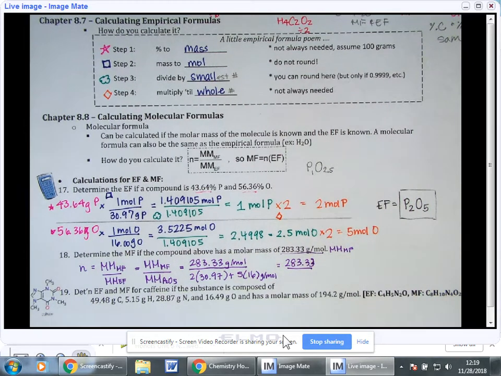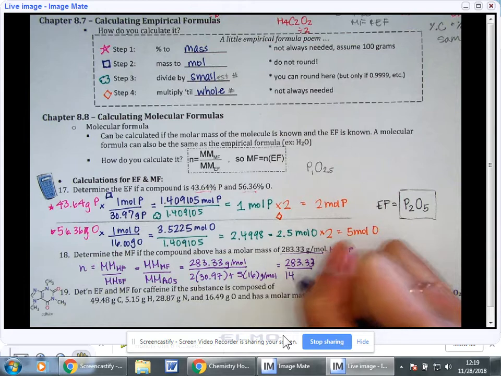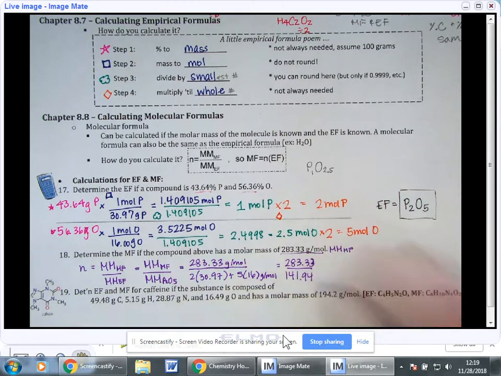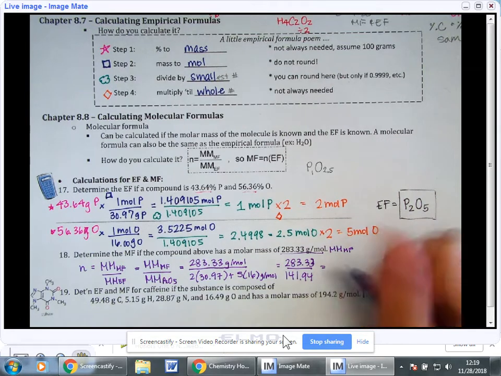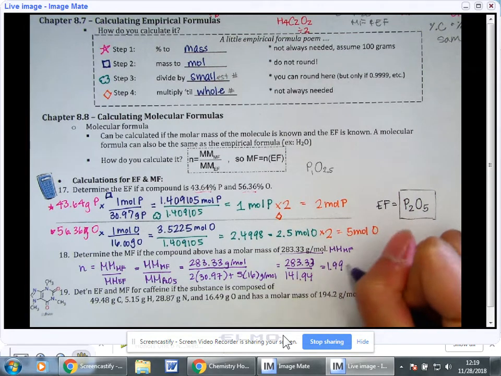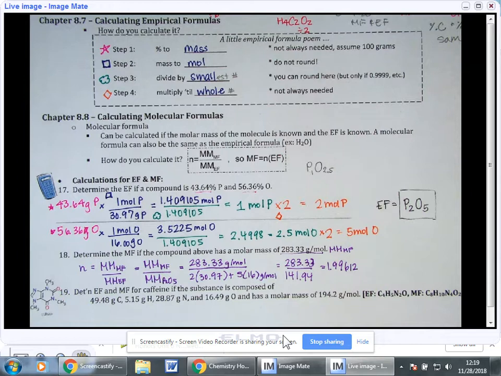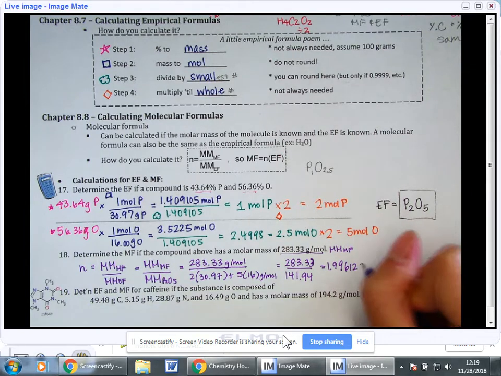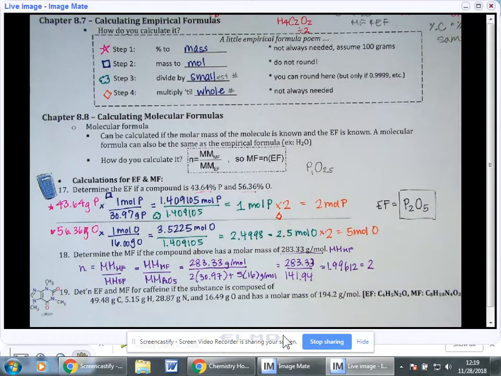So it will be 283.33 divided by 141.94. And once I punch that into my calculator, I get the number 1.99612, which is so close to the number 2 that I'm going to go ahead and round it to the number 2. Okay, so the number should be close. For my final answer, or almost my final answer, my empirical formula was P2O5.